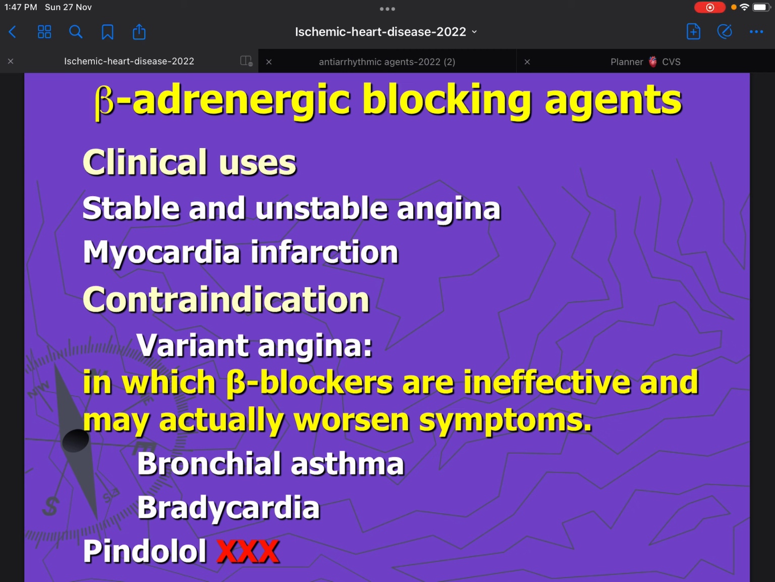The other contraindication is bradycardia. If I have a patient who has bradycardia, sinus bradycardia for example, and I give him a beta blocker, it's going to worsen the condition of bradycardia because we're going to lower the heart rate more.